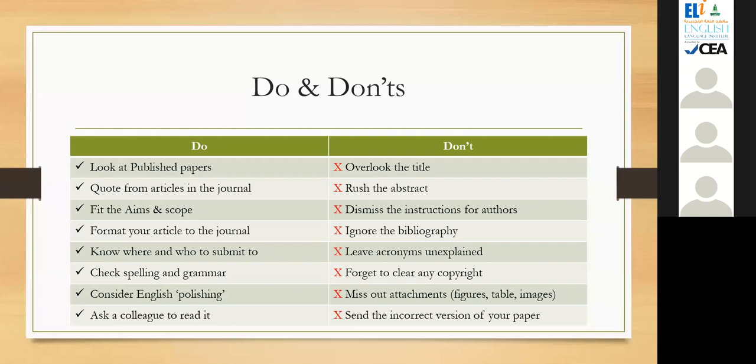Don't send the incorrect version of your paper. Sometimes it happens a lot. When you finish your paper, you draft it several times because you have several copies of your research. You always call it the final research, and then you end up sending the wrong file. So be careful about this. Maybe name them by the date or something, so you don't end up sending the wrong file. Okay.